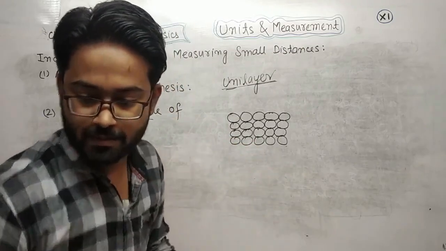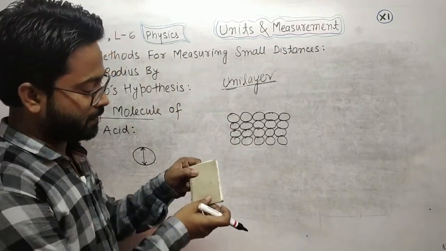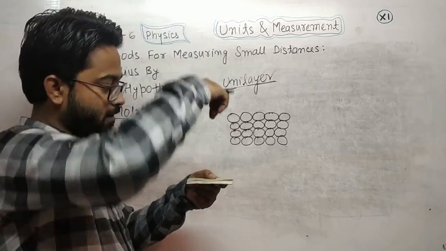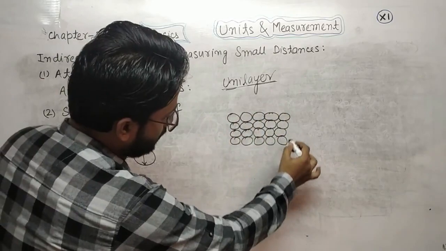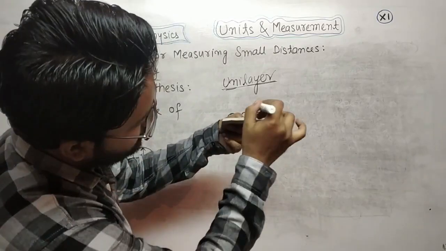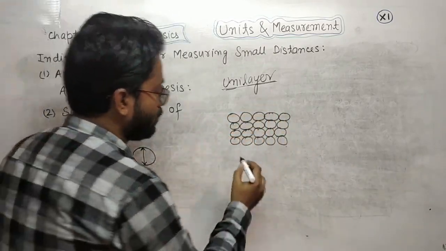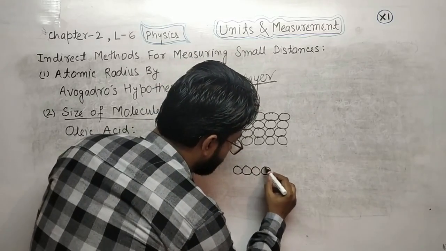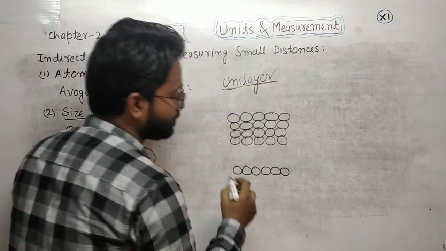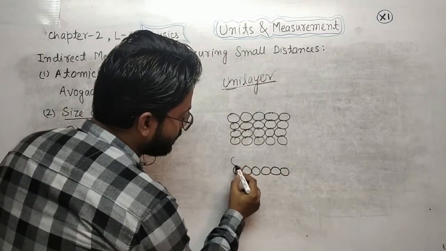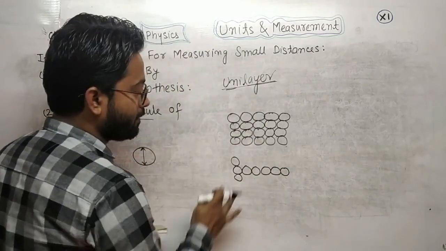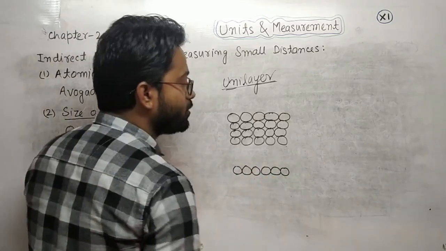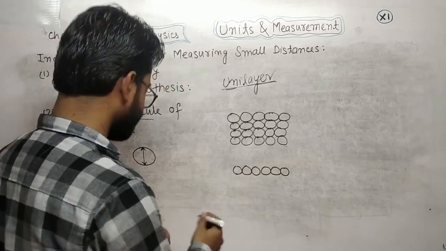Let us suppose this is a unilayer. If you see from the top, the unilayer will look like that. If you see from the side, what will you see? This will look like that. It means no molecule should be above or below the layer. This should not be present. This is called a unilayer.